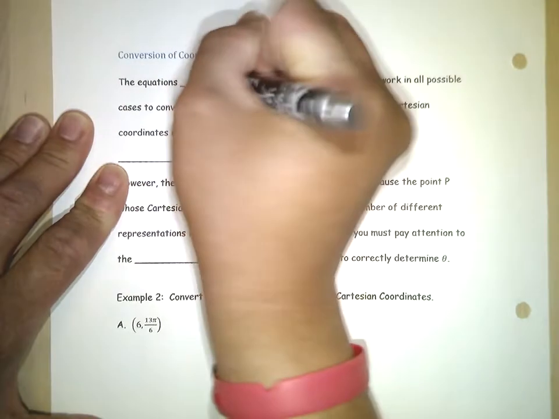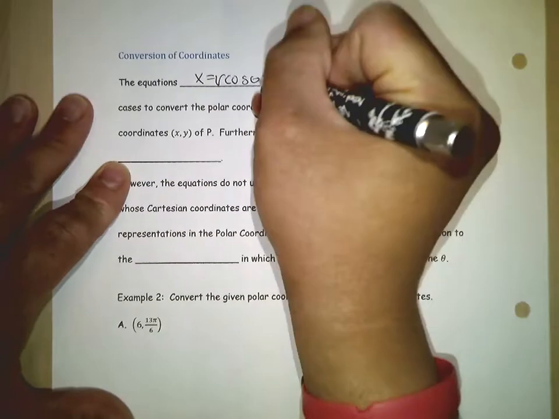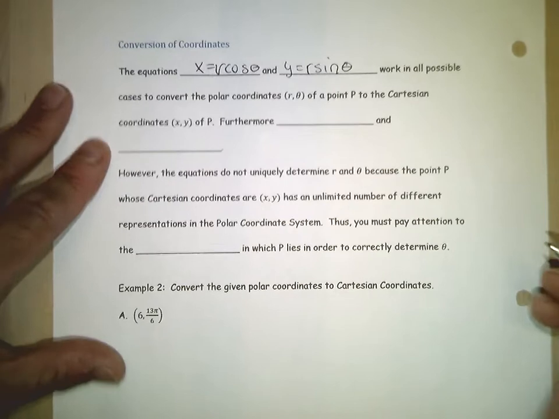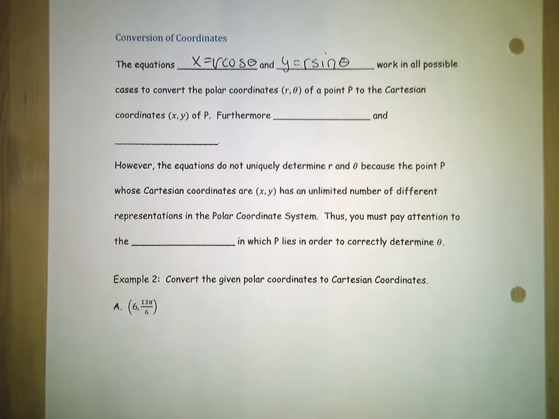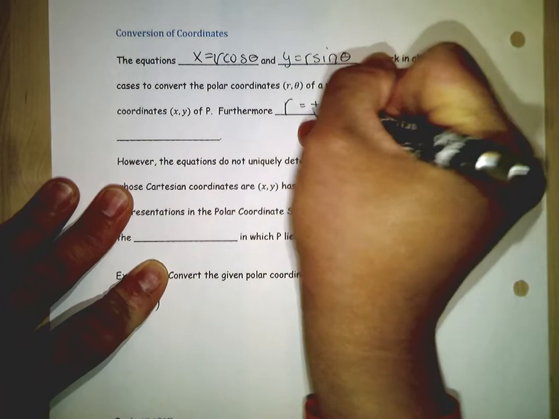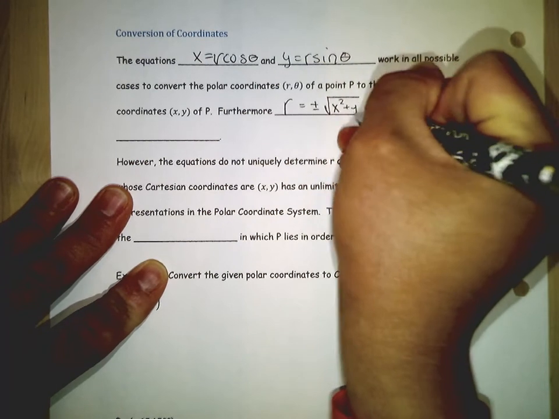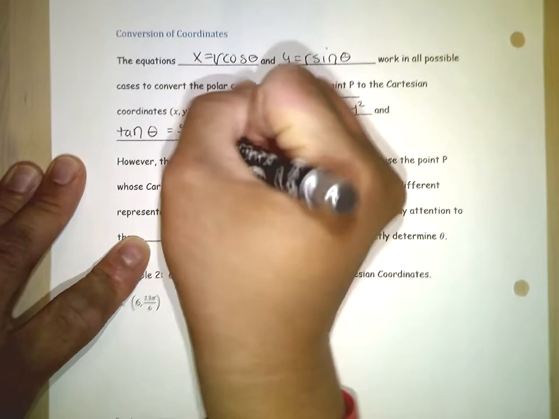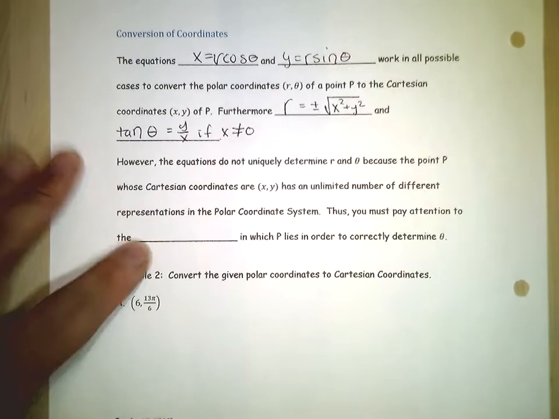So here we go. The equations x equals r cosine of theta and y equals r sine of theta work in all possible cases to convert the polar coordinates r, theta of a point P to the Cartesian coordinates x, y of P. Furthermore, r is equal to plus or minus the square root of x squared plus y squared, and the tangent of theta equals y over x if x is not equal to 0.